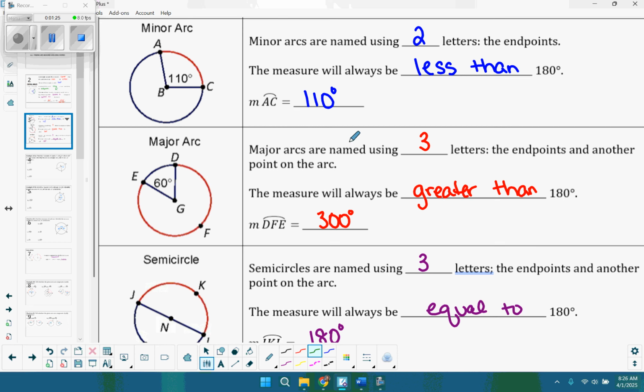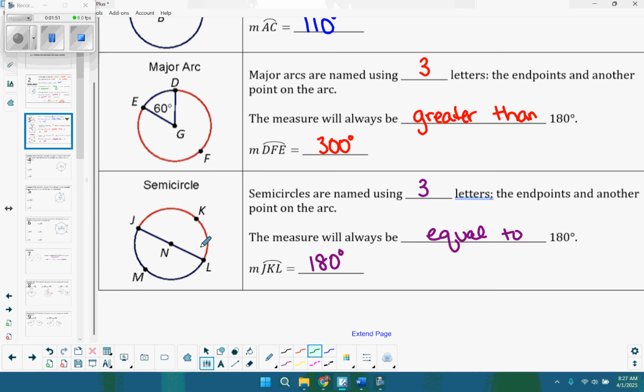Major arcs are named using three letters. They're going to use the endpoints and another point on the arc. There could be multiple points that it passes through, but we're only going to name one of them. So this would be arc DFE, because tracing along the outside of the circle, that's the points we would hit in that order. And because arc DE would have been 60 and the whole circle is 360, we take it away and we would get 300 degrees for that arc.